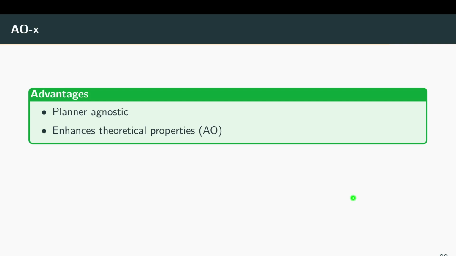Okay, then what's nice about AOX is that it's really planner agnostic. So it works for RRT, which is very commonly used. EST, which we haven't discussed yet, but we'll discuss later, is also very commonly used. It provides very strong guarantees. It's also very simple to implement in principle, right? Just these iterations.